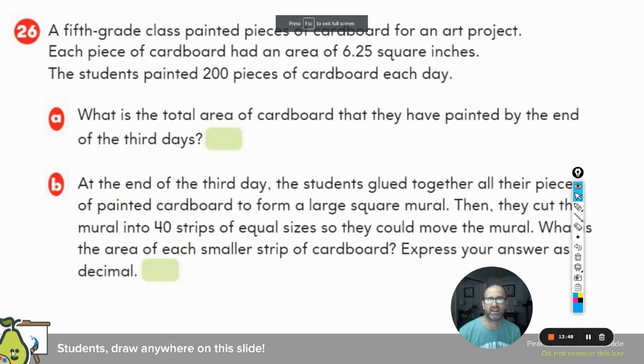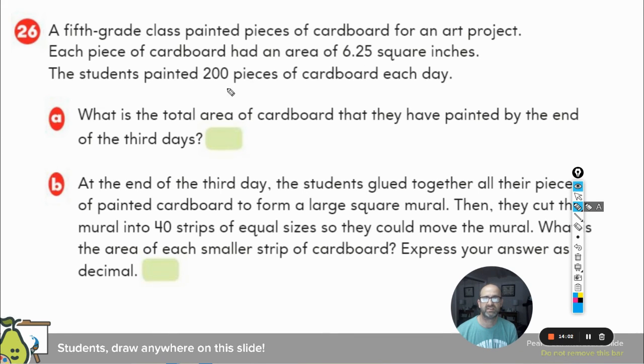Let's try this. 5th grade class painted pieces of cardboard for an art project. Each piece of cardboard had an area of 6.25 square inches. The students painted 200 each day. What's the total that they painted by the end of 3 days? So you got to do this times this times this. So 6.25 times 200 times 3.